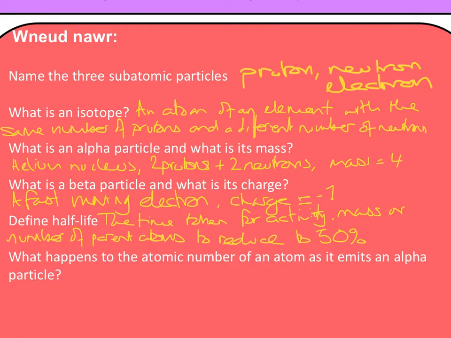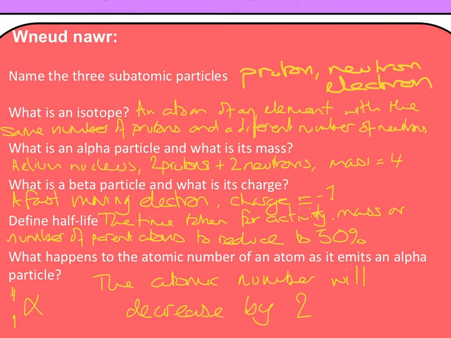Okay, so what happens to the atomic number of an atom as it emits an alpha particle? So an alpha particle we know has a 2 for its atomic number and a 4 for its mass number. Okay, so when an atom emits an alpha particle, its atomic number will decrease by 2. Okay, and because the atomic number changes, that means we're going to get a new atom, new element formed.